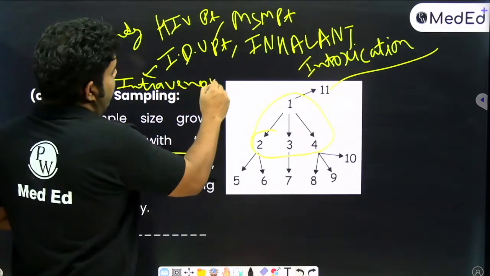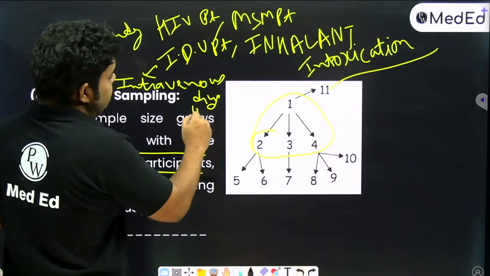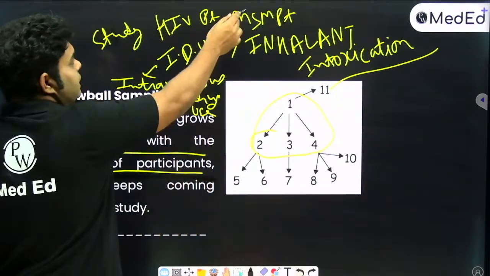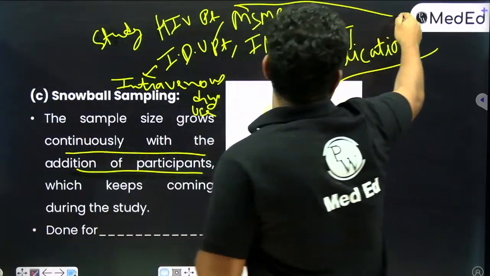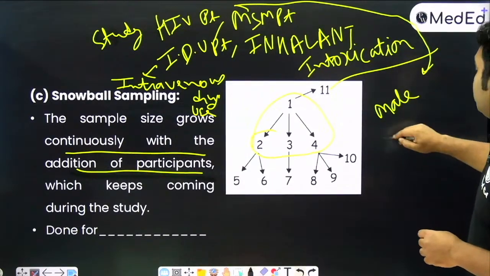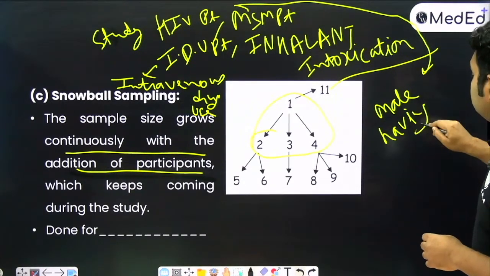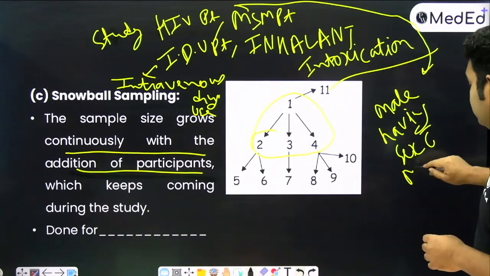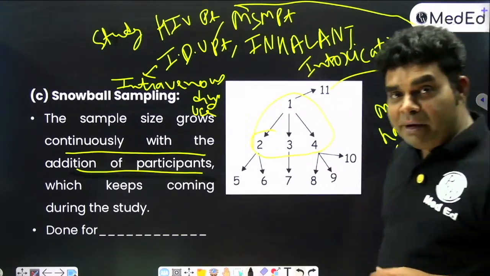And what is MSM? MSM means आदमी हूं आदमी से प्यार करता हूं, बस यही गुनाह मैं बार बार करता हूं, आदमी हूं आदमी से प्यार करता हूं, male having sex with male.